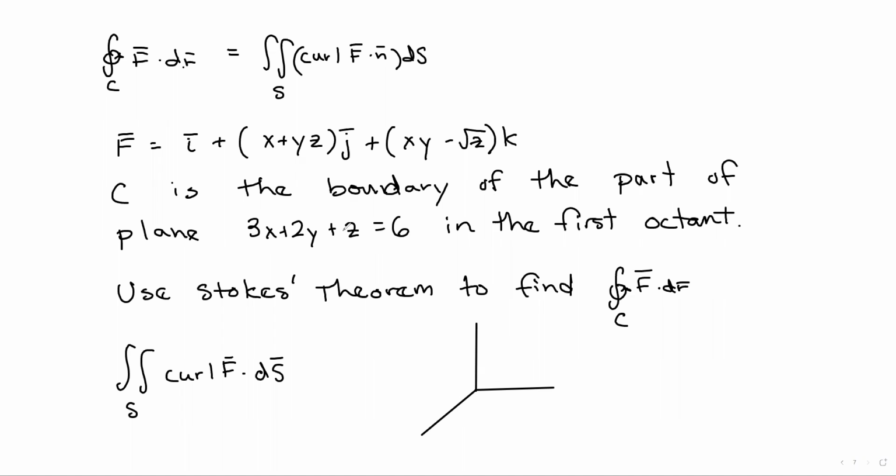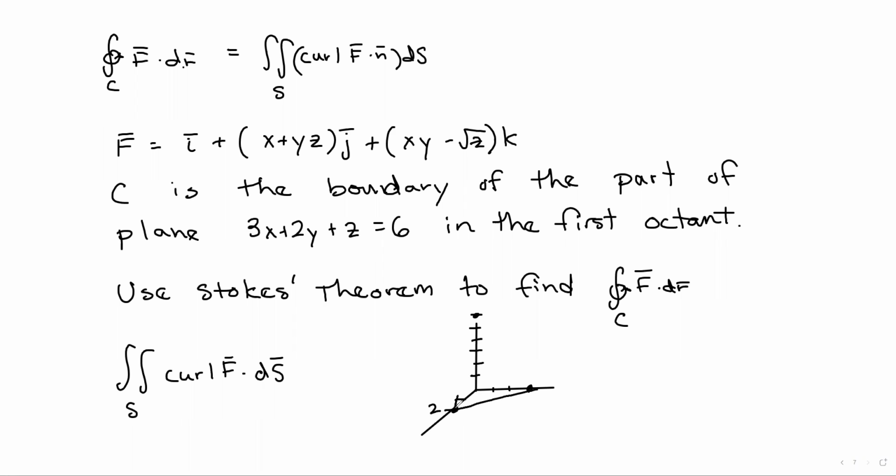And so we can go through and graph that. The easiest way to do this is just to set two of the variables to 0 and solve for the third, and that'll get you the intercept. So if y and z are 0, then you get 3x equals 6, so we're going to get an intercept of 2 on the x-axis. If x and y are 0, then z is 6. If x and z are 0, then y is 3.